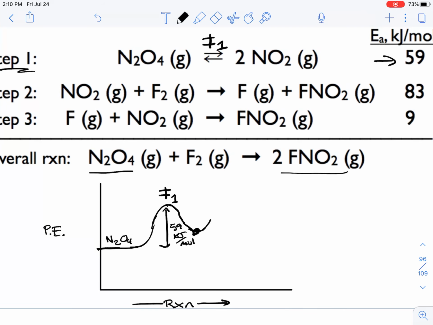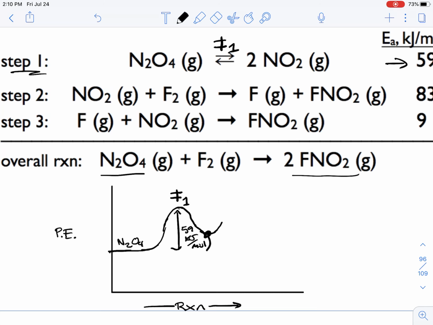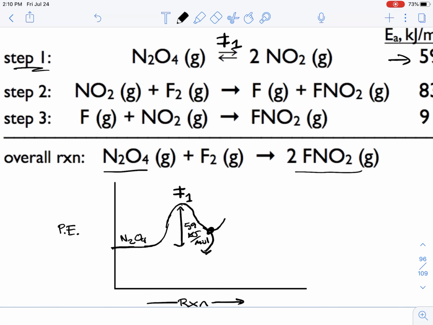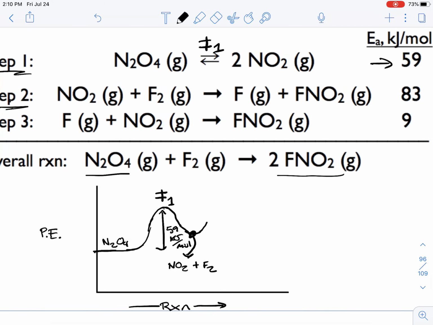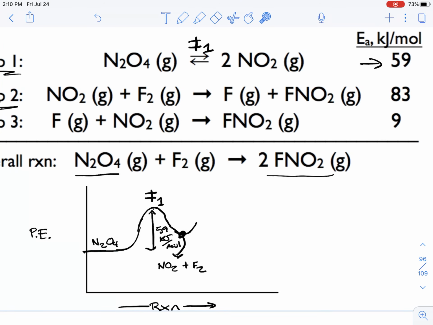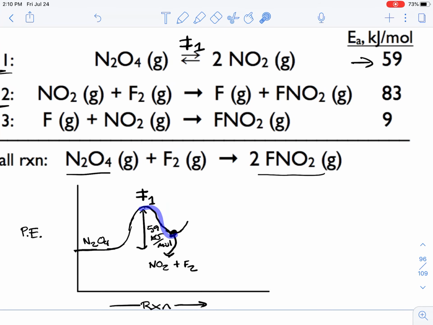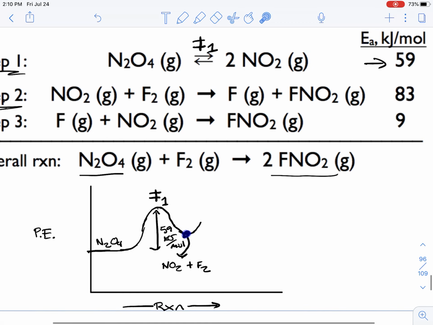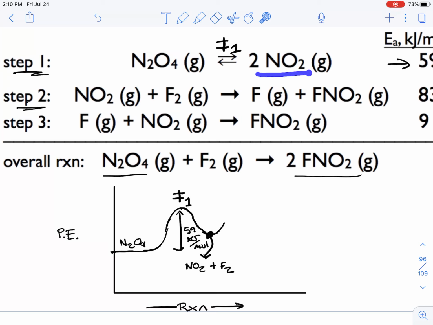you guys are going to write the product of the first elementary step, as well as the reactant for the second elementary step. And so this is going to be NO2 and F2. And so notice that the reactant for the first elementary step gets written first, and then you're going to describe the transition state. And finally, when you go down that hill, when you hit that valley, so to speak, you're going to write down the product of the first elementary step as well as the reactant for the second elementary step.